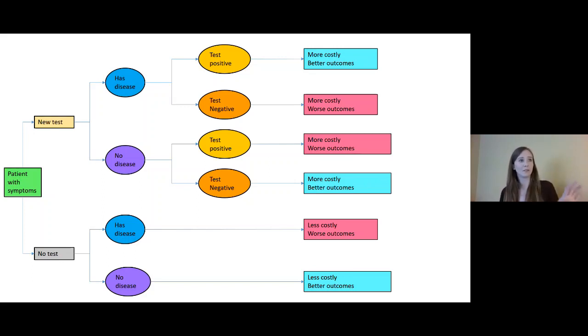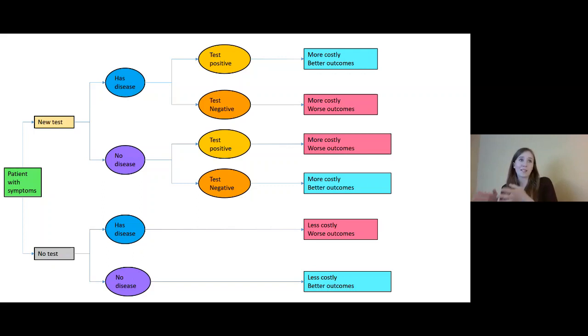So we start on the left and we've got a patient with symptoms. Now the technology under evaluation here is a new test. Previously we weren't testing patients, now we are. So if you look at the top, we've got a new test, and if the patient gets that new test, then they've either got the disease or they don't have the disease. If they have the disease, they can either test positively or test negatively. So just looking across the top of this figure.